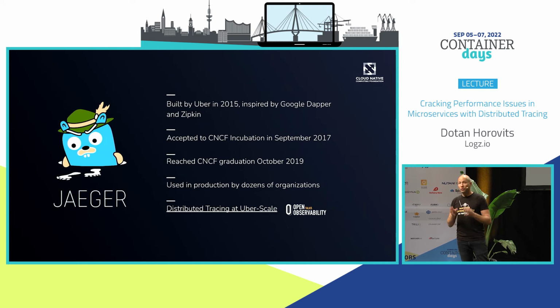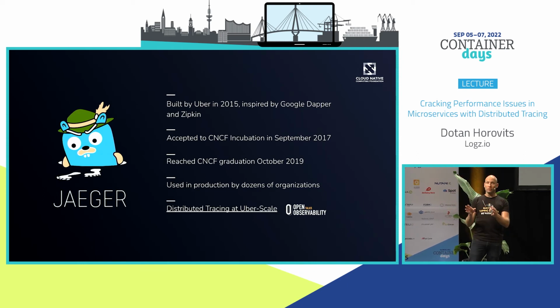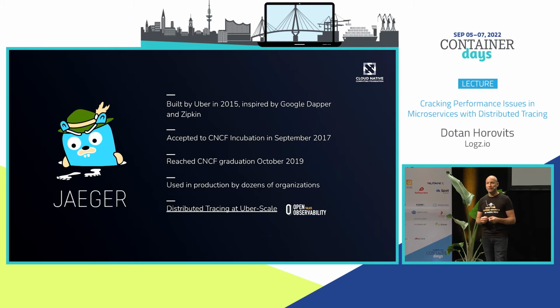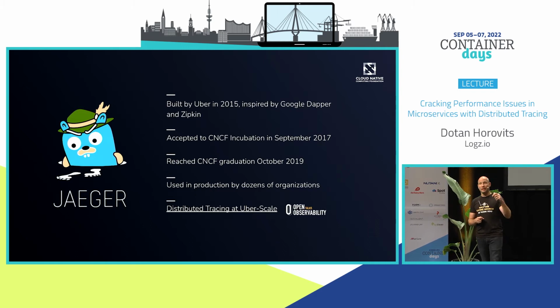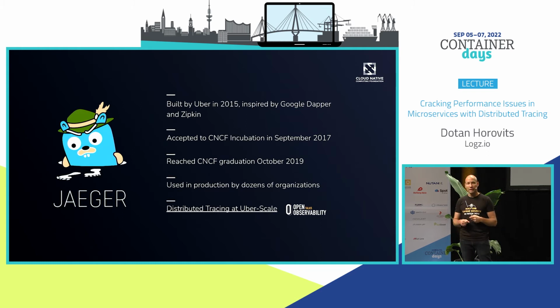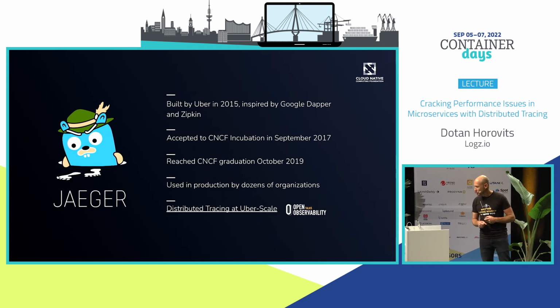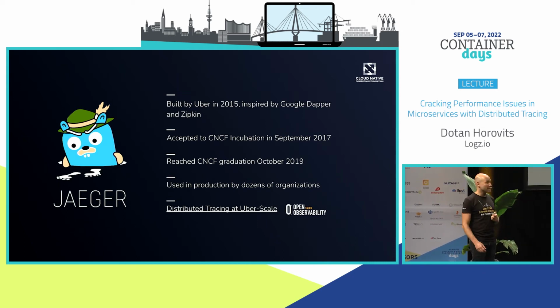If you are interested in hearing more about the story of how Uber came to develop Jaeger and how they used it at their scale, I highly recommend you check out the episode of Open Observability Talks that I hosted, with a team member of Uber talking about how they did that. It's called Distributed Tracing at Uber Scale, so do check it out. It's a fascinating discussion I had with him, a fireside chat.